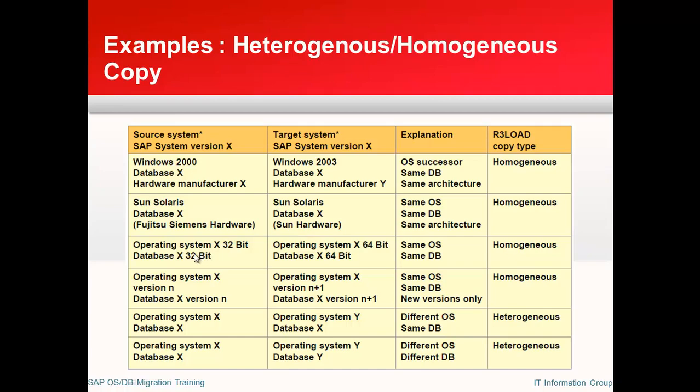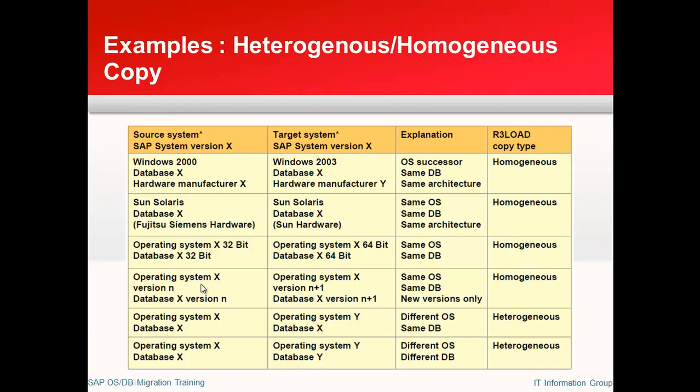Now let's take the next example, where the operating system is say 32-bit and the database is also 32-bit. We are moving to a 64-bit operating system and a 64-bit database. So in this particular case, source and target have the same OS and the same database, so we will call this also a homogeneous system copy.